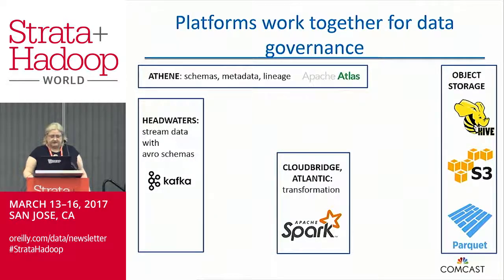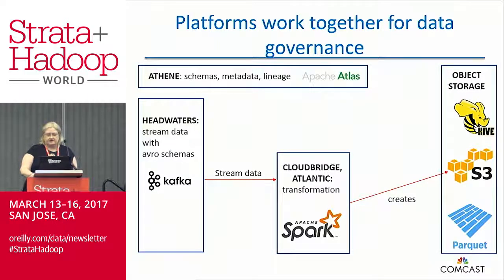So let's see if I can do this. Say data comes streaming in, it comes to CloudBridge. CloudBridge creates an Avro file in S3, in an S3 pseudo-directory, and then tells Athene about it. So I've created this pseudo-directory, and the lineage links mean it came from this Kafka topic, it has this Avro schema. So all this gets sent back to Athene, which is the metastore.